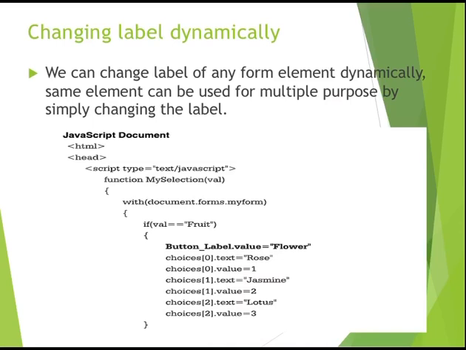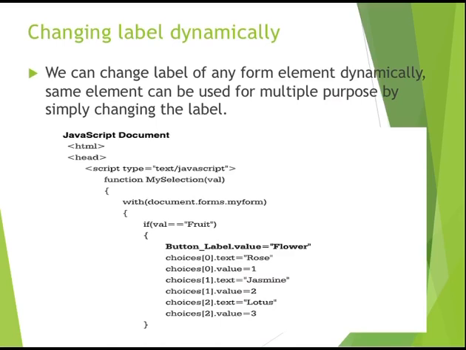And now you are going to create an option list for flower. choices[0].text is equal to rose, choices[0].value is equal to 1. choices[1].text is equal to jasmine, choices[1].value is equal to 2. choices[2].text is equal to lotus, and choices[2].value is equal to 3. So for button label value flower, this is going to be your option list.